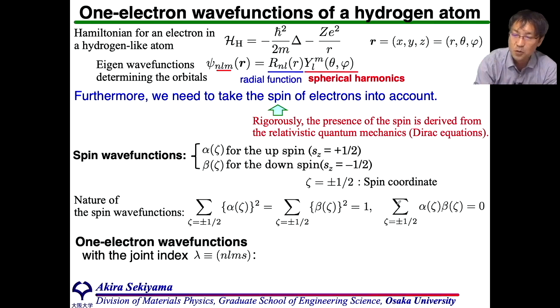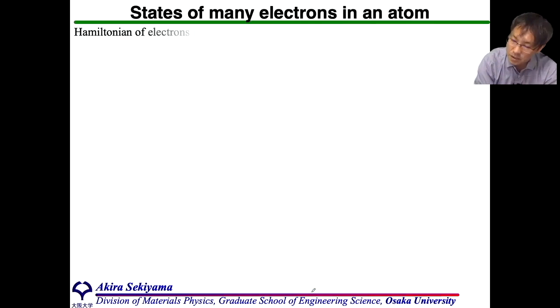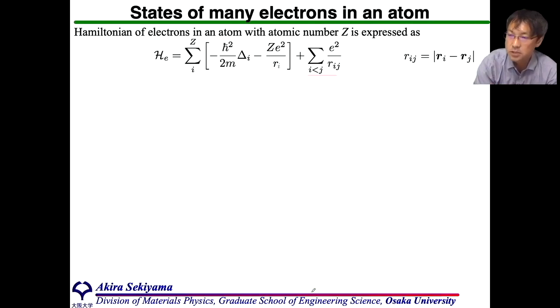Then the one-electron wave function with a joint index, lambda. Lambda is a joint index of n, l, and s. We can represent the one-electron wave function as a product of the eigenfunction psi and spin wave function sigma. Sigma is alpha or beta. Then I introduce a four-dimensional coordinate x, r, and z. So by using this wave function, we can express the many-electron state in atoms.